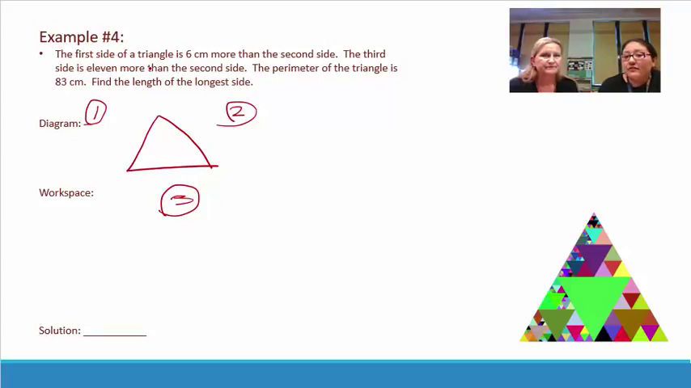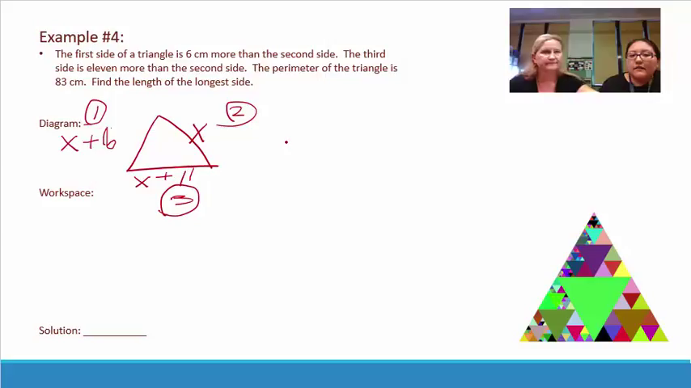For instance, I have the first side of a triangle is 6 centimeters more than the second. So the second, I don't know what that is, so I put an X there. The first side is again 6 more than the second. The third side is 11 more than the second side. The perimeter of the triangle is 83 centimeters, so find the length of the longest side.